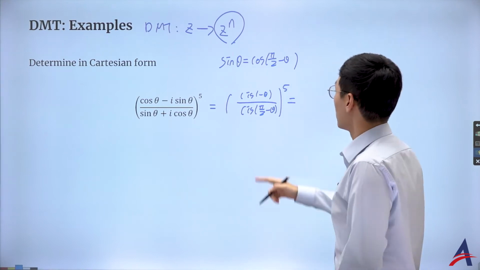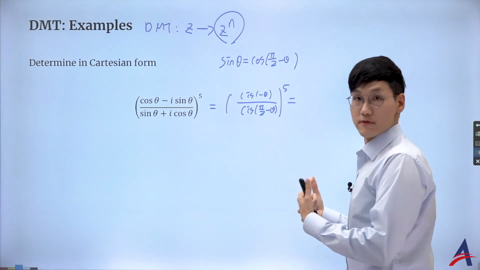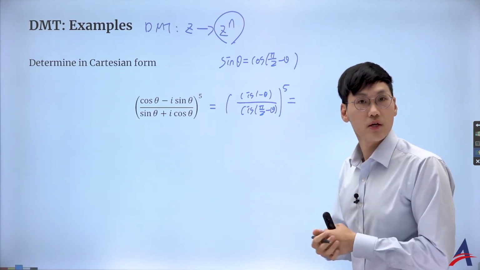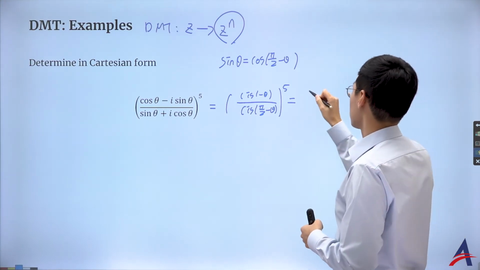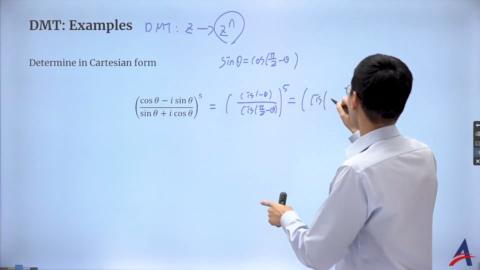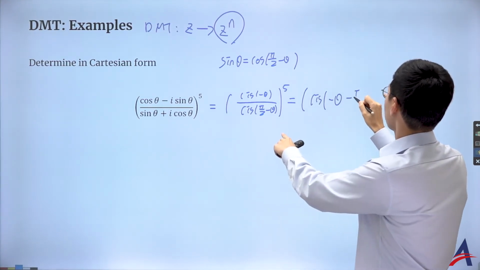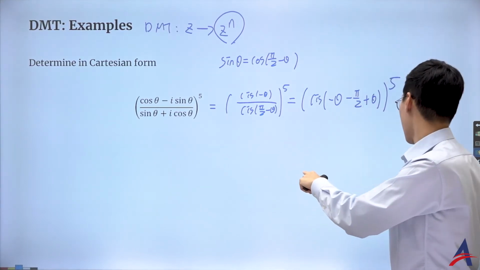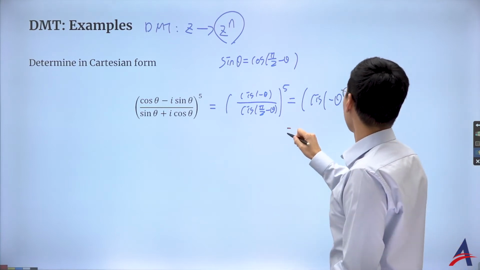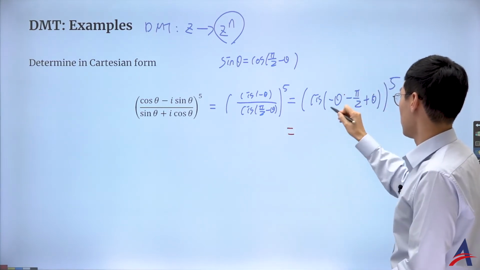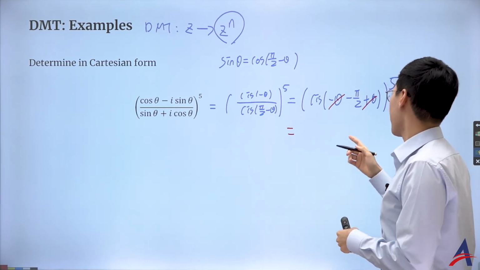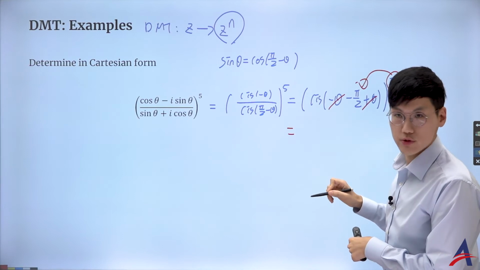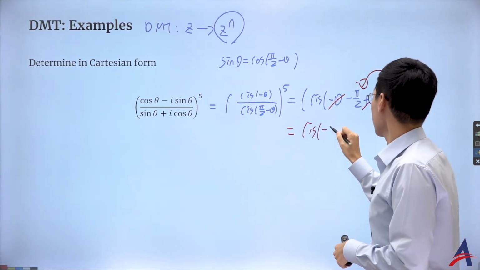That's lovely. So here, what I want to do is simplify with the operation first. When you have a quotient, you divide, so you subtract the arguments. So it's going to be cis of negative theta minus pi over 2 plus theta, raised to the power of 5. Simplifying the argument, it's simply negative pi over 2. Then I use DMT, multiplying the power into the argument, so it's going to be cis negative 5 pi over 2.